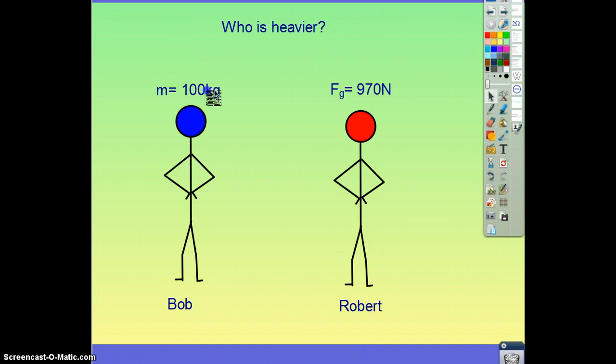The reason we bring this up, the words mass and weight are often confused with one another. Mass is a fundamental thing. Mass depends on how much matter you contain. If Bob and Robert were astronauts and they went up into space, Bob's mass would definitely still be 100 kilograms when he got to the moon or to Mars. Robert's weight, however, would not be 970 newtons.